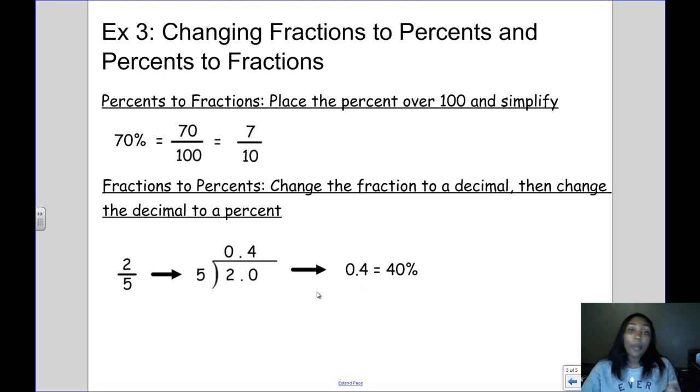So just keep in mind that fractions, decimals, and percents are all numbers that are used to show a part or a portion of something, and you can show the same amount using a fraction, a decimal, or a percent, and it is possible to interchange between the three.